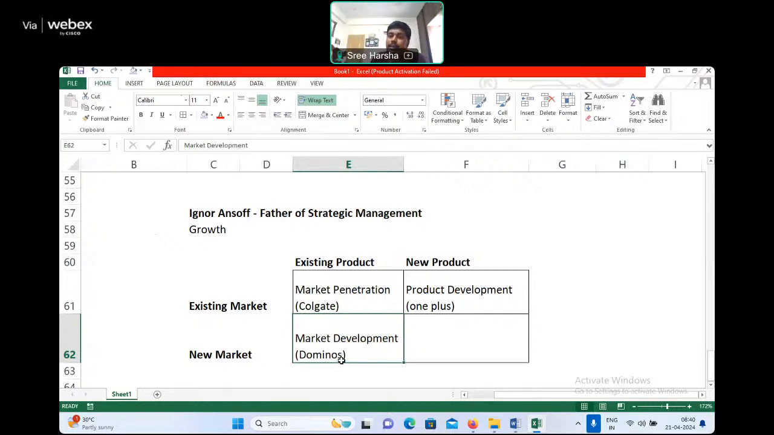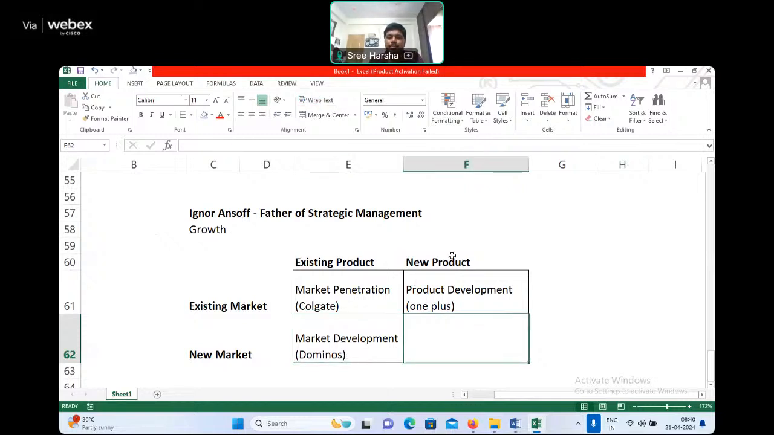Already we are selling a lot in the metro cities. Come adopt this particular lifestyle. So that is nothing but market development. You should create awareness. You should generate demand in the new market for the existing product. That's called market development. So Ansoff gives us ideas on how to develop a market.